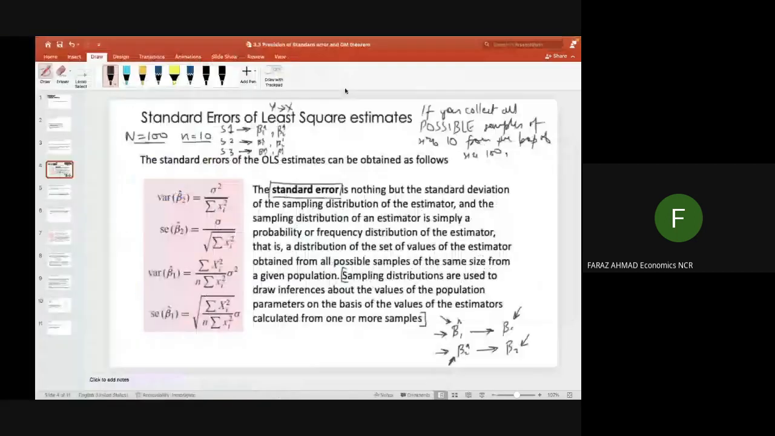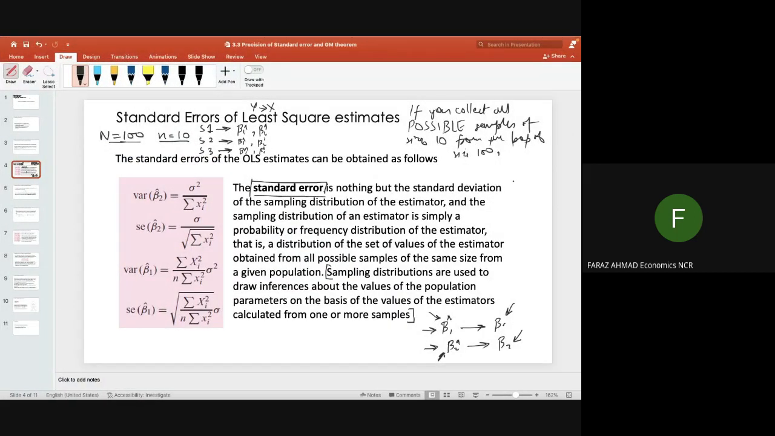Right? If you collect all possible samples, then you would get a lot of beta 1 hat values, one from each sample, and a lot of beta 2 hat values, right? There will be lots and lots of samples, therefore lots and lots of beta 1 hats and lots of beta 2 hats, right? So let us pick one of these. We can do one by one.